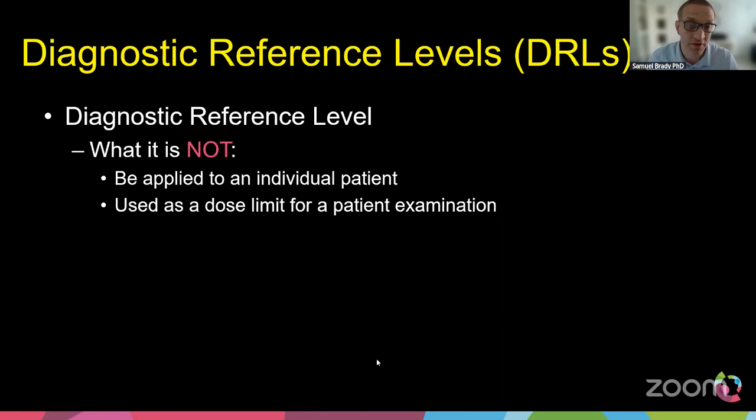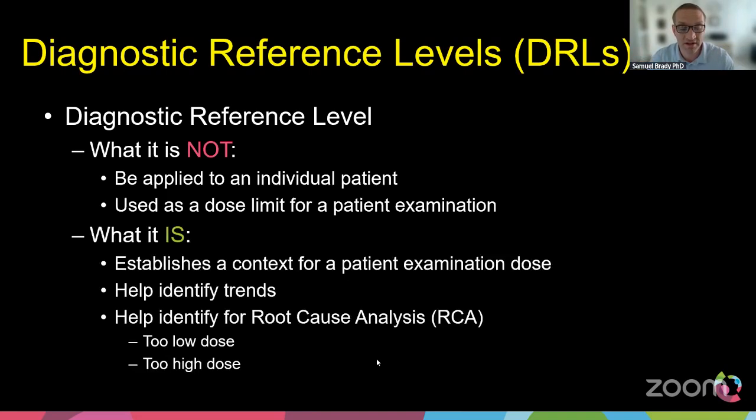So let's start by first defining what DRLs do not do or provide for us. They are not a limit to how we image patients or specific examinations. What they're meant to do is give us a context for understanding the patient dose that was provided, to help identify trends in our dosing.